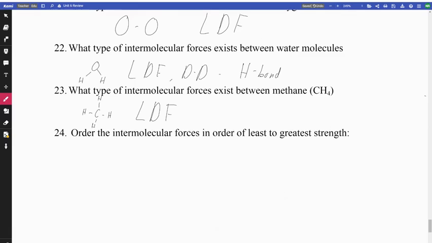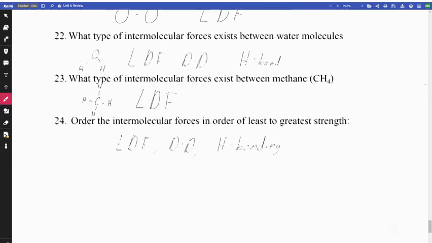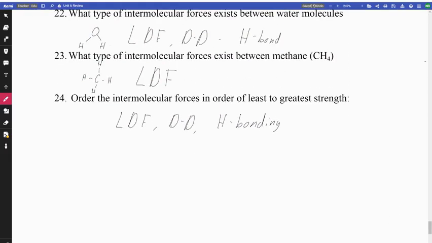Least to greatest strength, we already talked about that, but just in case, London dispersion forces is the weakest. Dipole-dipole is the second weakest. Hydrogen bonding is the strongest. And I believe that is it. Yep. All right.